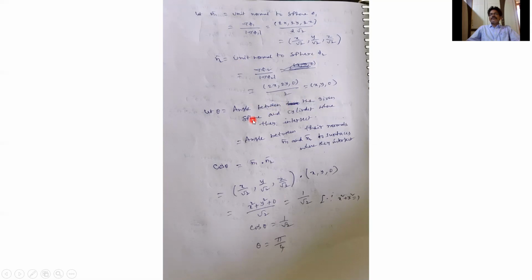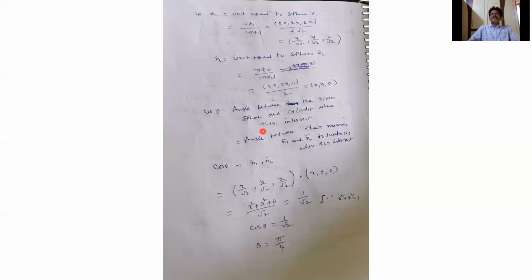So angle between two surfaces at a point means angle between their normals at the points which are drawn to the given surfaces. So now we have to find the angle between the given sphere and cylinder where they intersect. Let theta be the angle between the given sphere and cylinder where they intersect. That means the angle between their normals to the surfaces where they intersect. So the angle between their normals n1 and n2. The angle between two surfaces is the same as the angle between their normals.